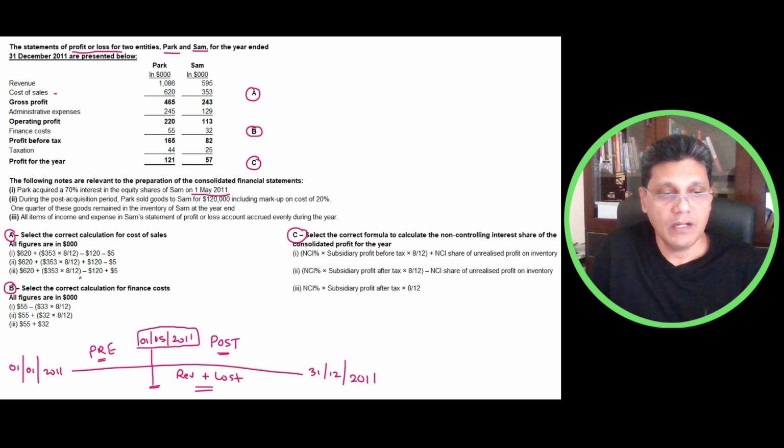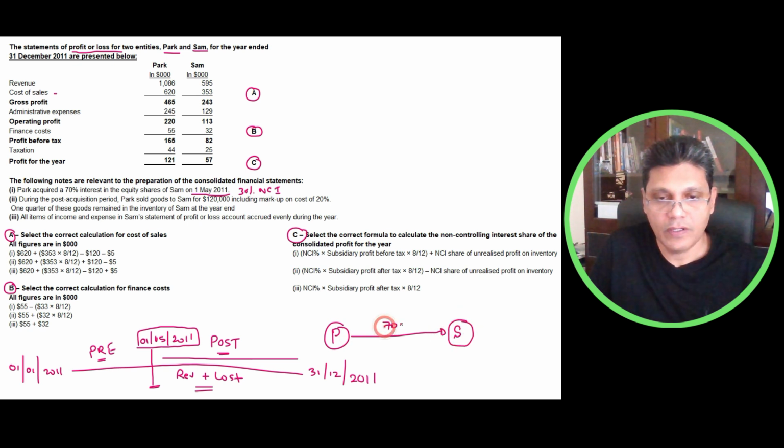So this company, the Park, has acquired 70% of interest of Sam, so therefore 30% is the non-controlling interest. This is the structure, non-controlling interest. Then during the post-acquisition period, which means they are talking about this period, Park sold goods to Sam. Park is the parent and Sam is the subsidiary company. 70% acquired and sold goods to Sam, $120,000, including markup on cost of 20%.